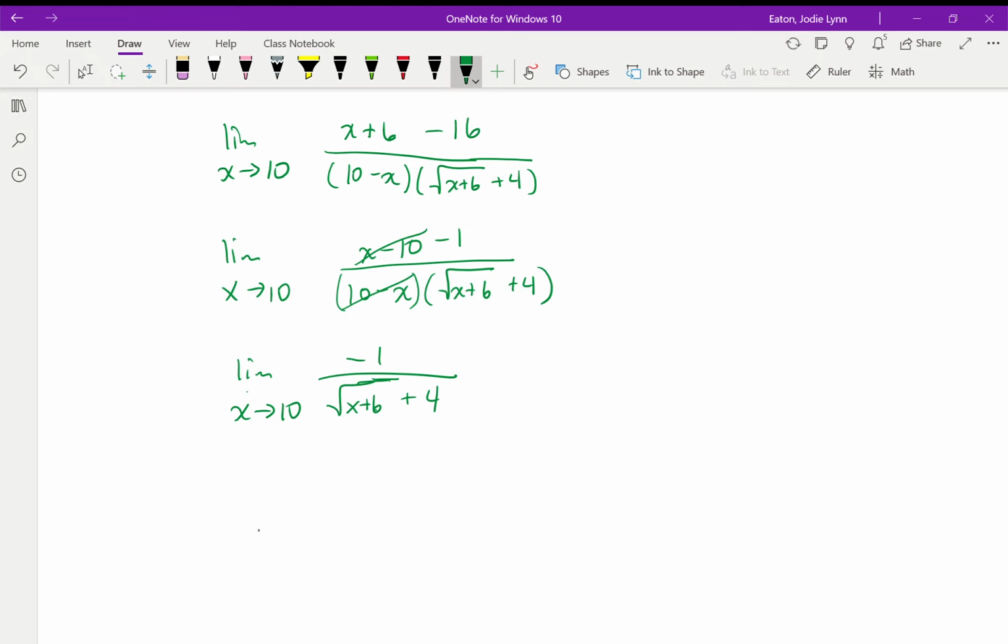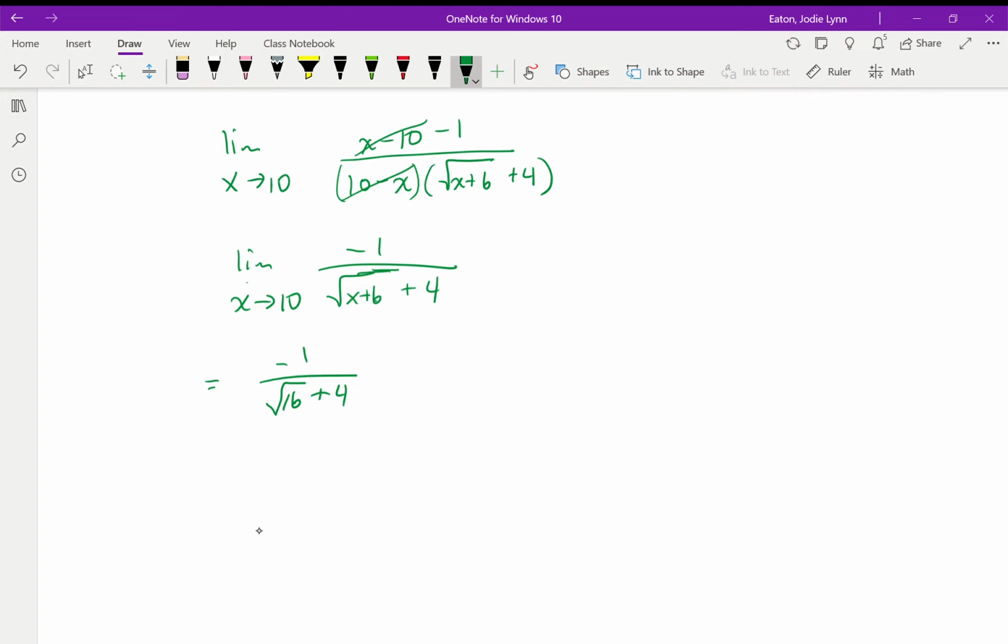And so we get the limit as x approaches 10 of -1 over radical x plus 6 plus 4. So this is -1 over radical 16 plus 4, which is not going to be 0 in the numerator or the denominator, which gives me -1/8.